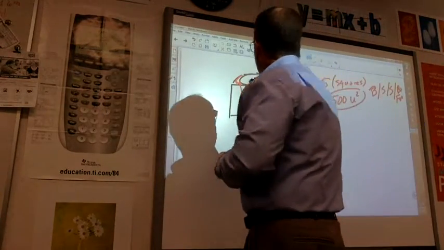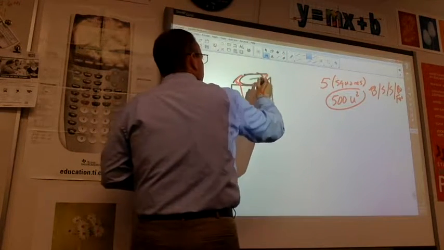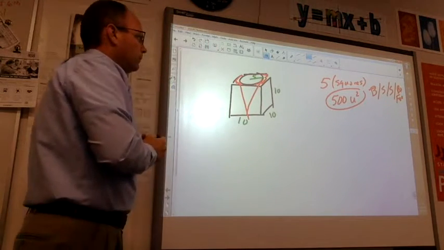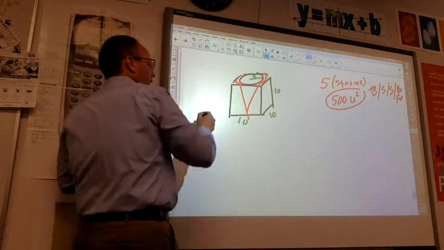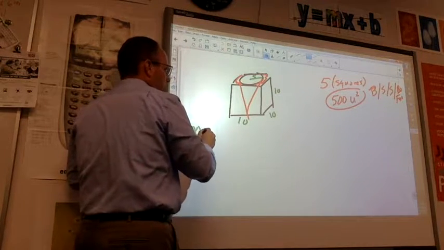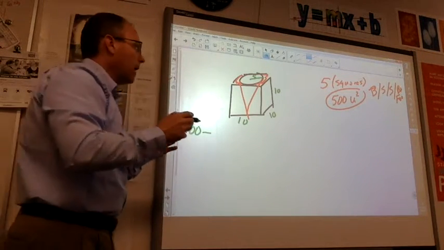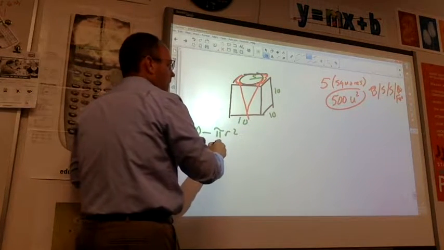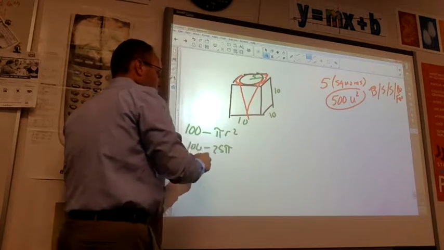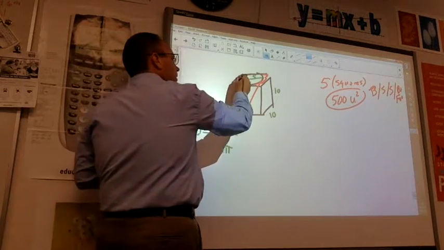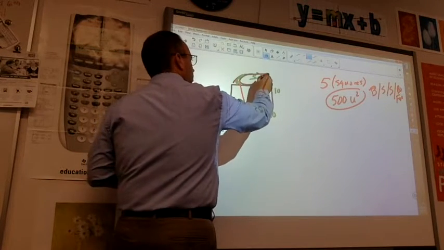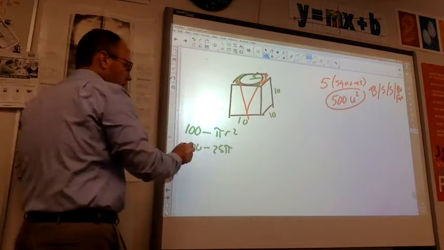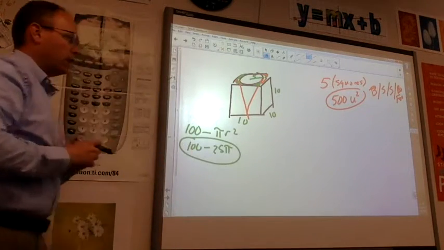All right, so this circle, I would say, would have a radius of 5 because the dimensions of this are 10 by 10 by 10, right? Okay, so I know the top is 100 minus pi r squared. So that's 100 minus 25 pi. So that's the area, this little area up on top that the circle is not competing with. Is that okay for me to say that? So that will be added to that 500 eventually.